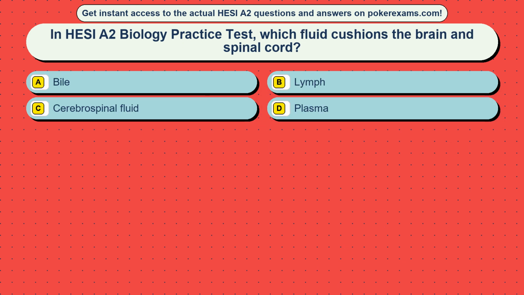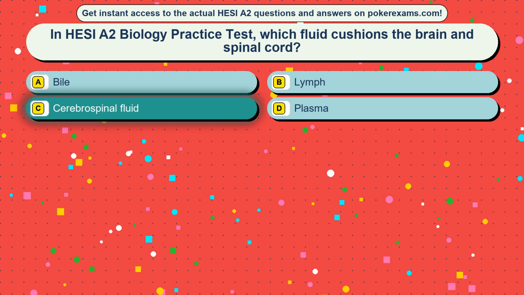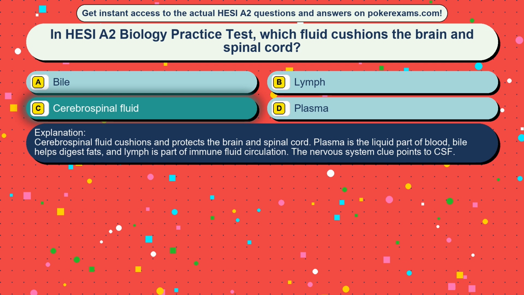Question 23. In HESI A2 Biology Practice Test, which fluid cushions the brain and spinal cord? Option A, bile. Option B, lymph. Option C, cerebrospinal fluid. Option D, plasma. The correct answer is option C, cerebrospinal fluid. Cerebrospinal fluid cushions and protects the brain and spinal cord. Plasma is the liquid part of blood, bile helps digest fats, and lymph is part of immune fluid circulation. The nervous system clue points to CSF.